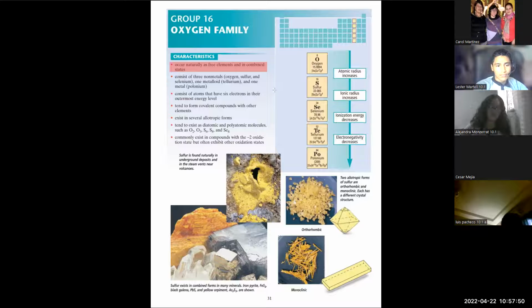It consists of three nonmetals that are oxygen, sulfur, and selenium, one metalloid that is tellurium, and a post-transition metal that is called polonium.